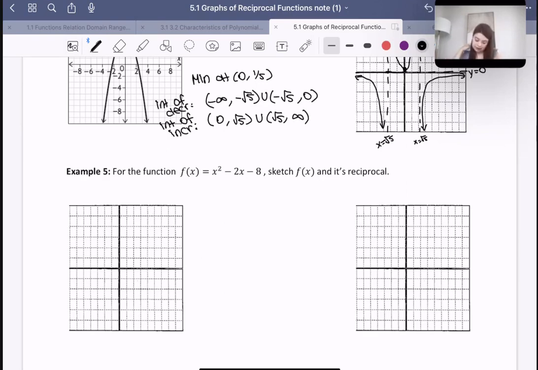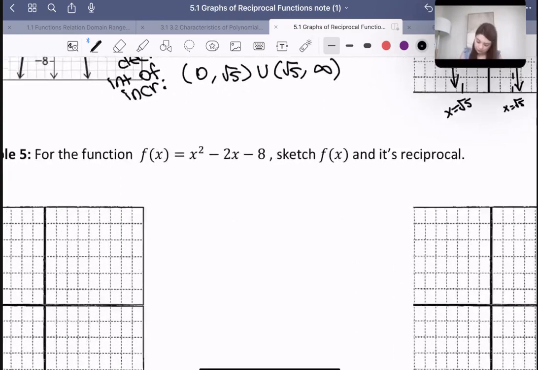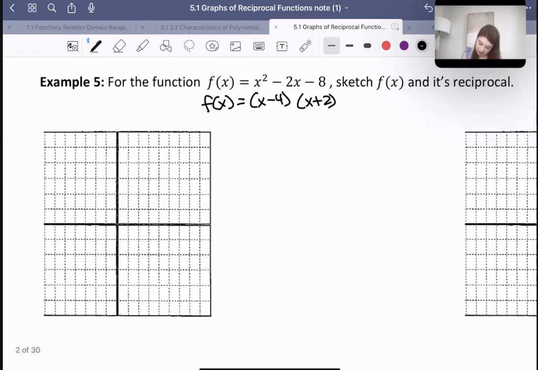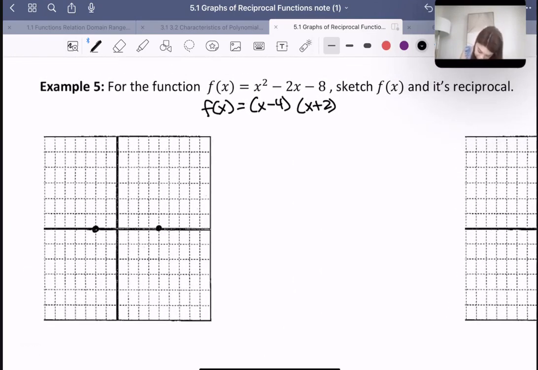Okay, here it says for the function f of x equals x squared minus 2x minus 8, sketch f of x and its reciprocal. Okay, so to sketch any quadratic graph, what do we do? We factor or we put it in vertex form, one of the two. So I'm going to factor this because this looks like an easy enough thing to factor. What are two things that multiply to negative 8 and add up to negative 2? Well, negative 4 and positive 2, so x minus 4 times x plus 2. So that means we have 4 and negative 2 as our zeros.